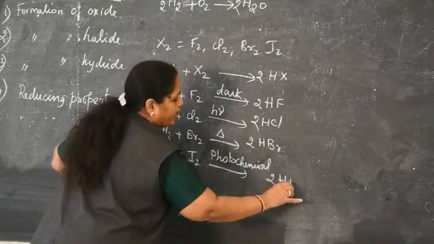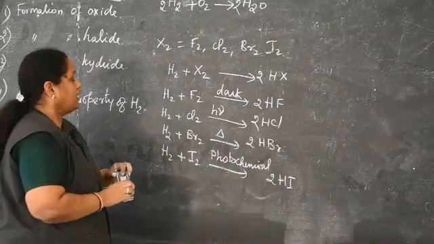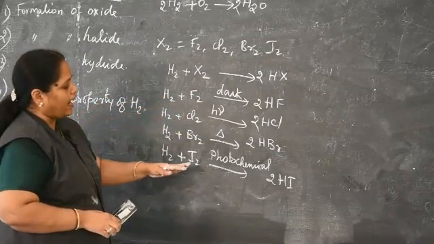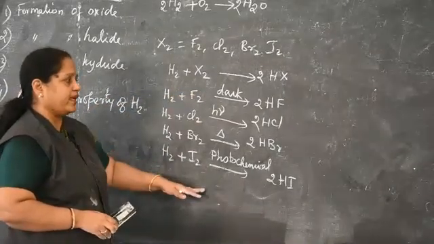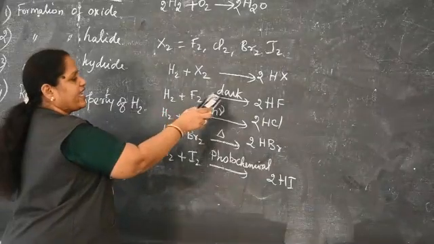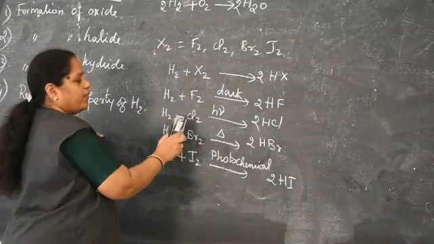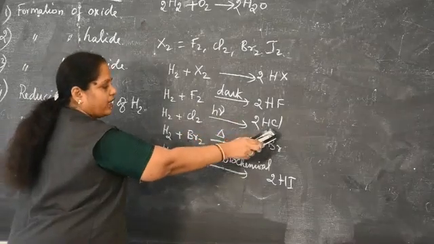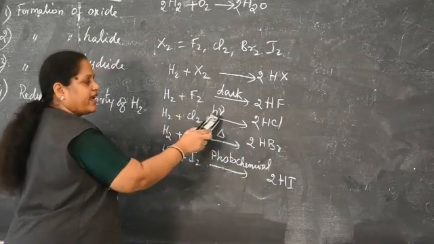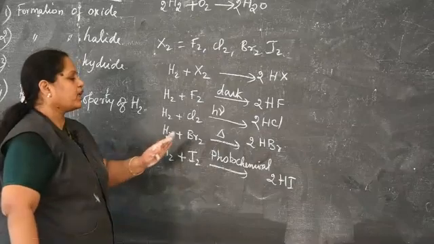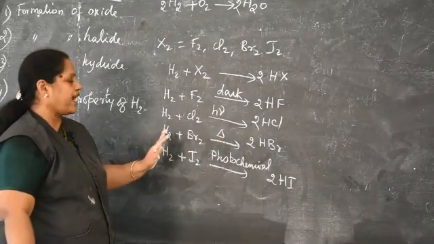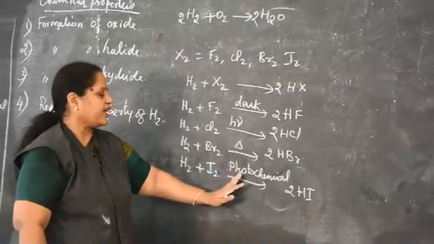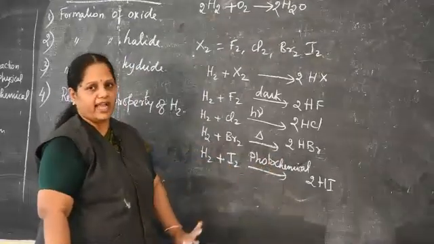hydrogen iodide. So the reaction of hydrogen with fluorine, chlorine, bromine and iodine takes place in different manners. Fluorine reacts even in dark conditions, chlorine reacts with hydrogen to form hydrogen chloride in the presence of sunlight or at room temperature, bromine reacts with hydrogen only on heating, but the formation of hydrogen iodide is a photochemical reaction.